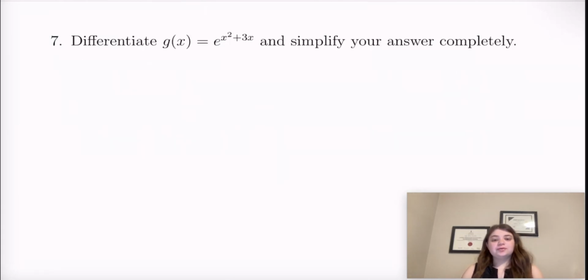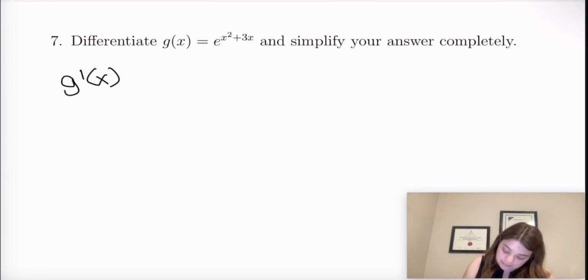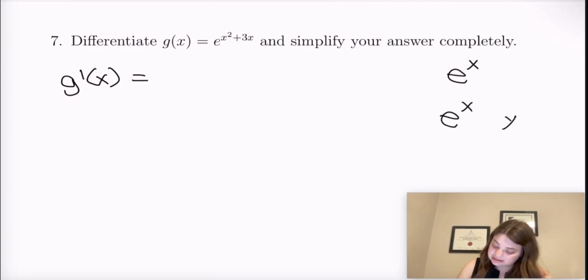All right, so here's another one. It says to differentiate this function, g of x is equal to e to the power of x squared plus 3x, and simplify your answer completely. Okay, so once again, same kind of thing. We're going to be using our chain rule. So I'm going to be putting the coefficient out in front and saying that it's going to be e, because the derivative of e to the power x is just e to the power x, but then times 1 if it was just x, but we have to chain it, right?